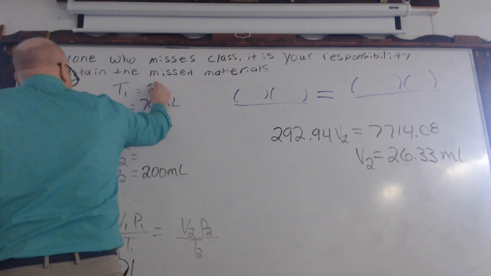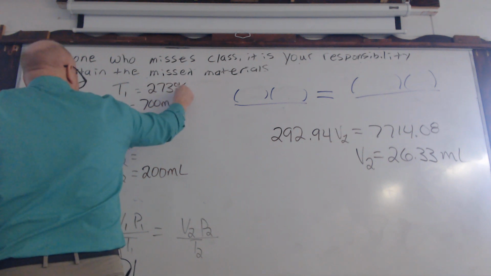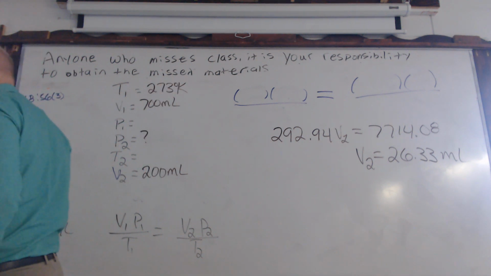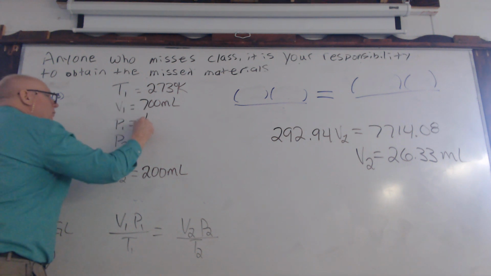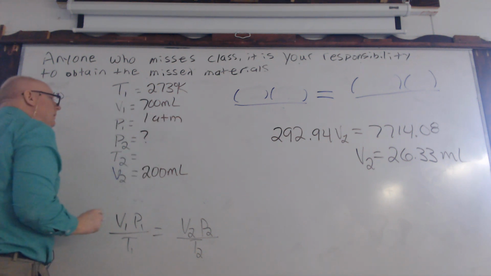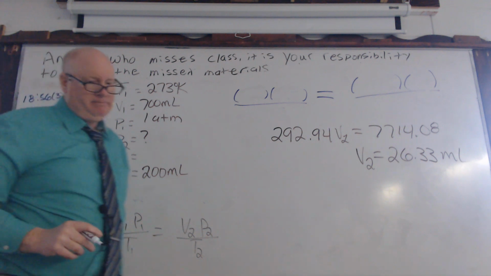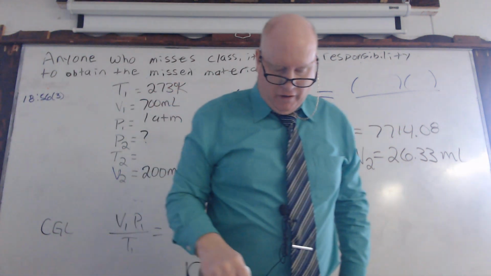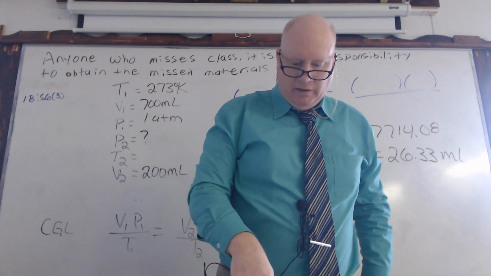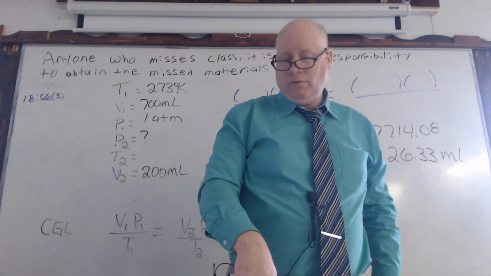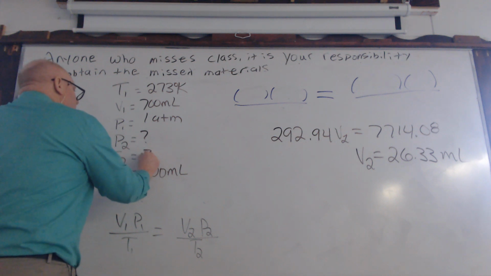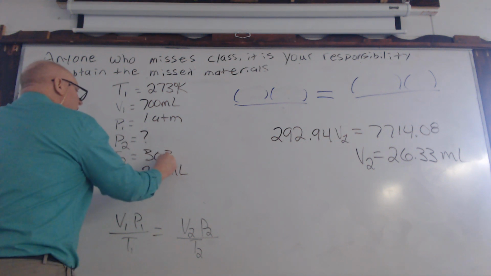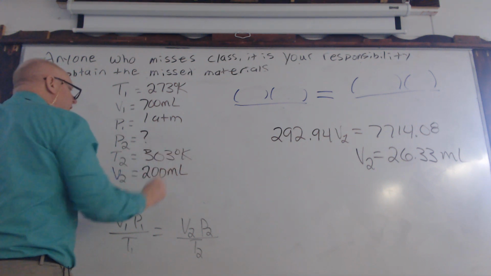273. Okay? And then when we talk about the standard pressure, that is what? Okay, 1 atmosphere. So then there should be one other variable left, which is it's increased to 30 degrees centigrade, which adding 273 gives you 303 degrees Kelvin.